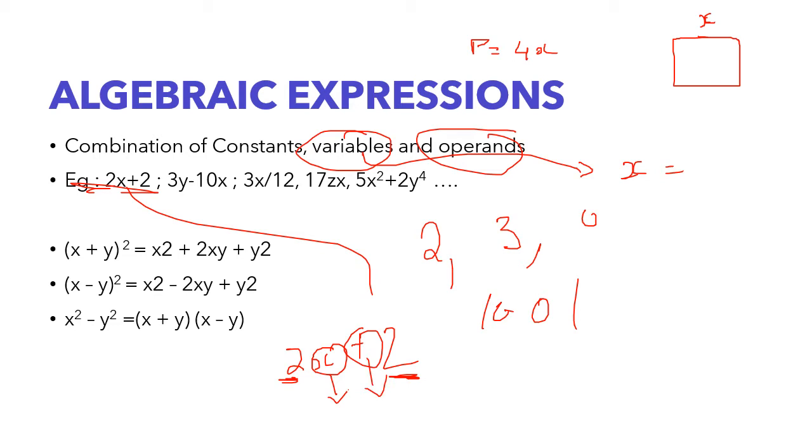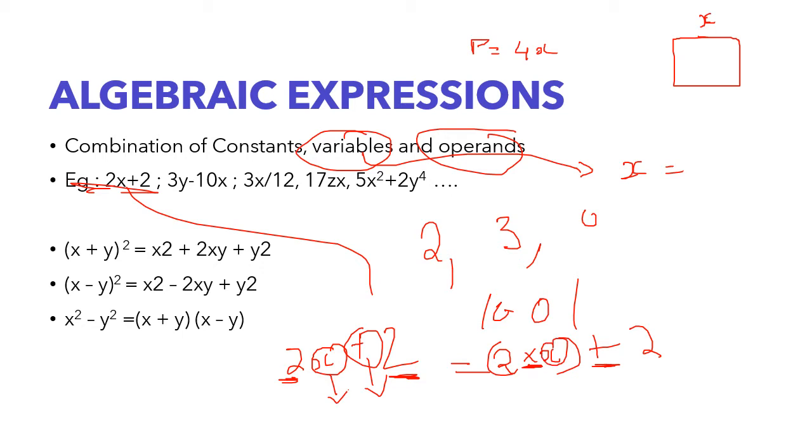In fact, there are two operands, like 2x can be written as 2 into x, right? And then plus 2. So there is an operand over here, into, and there is an operand over here, plus. So there are different kinds of operands over here. As you can see, there are two operands over here, and there are two constants, and there is one variable, that is x.